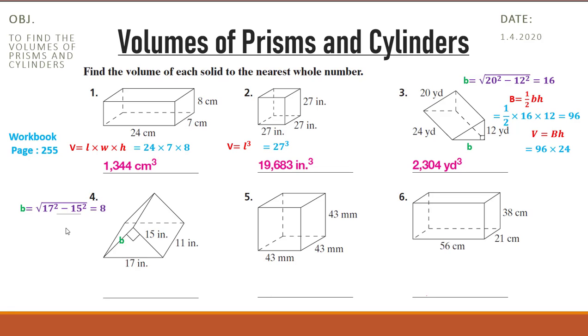Okay guys, and the base area. Multiply half by 8, which is the base length, multiplied by the height of the triangle, which is 15. So it will be half multiplied by 8 multiplied by 15, which is 60. Now this is the base, the triangle, multiplied by the height of the prism. Multiply this number by the height of the prism.